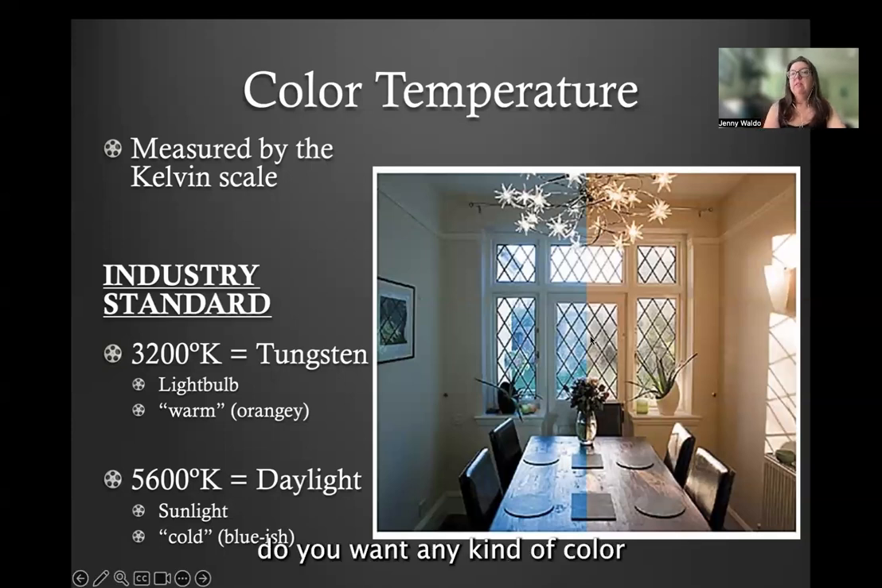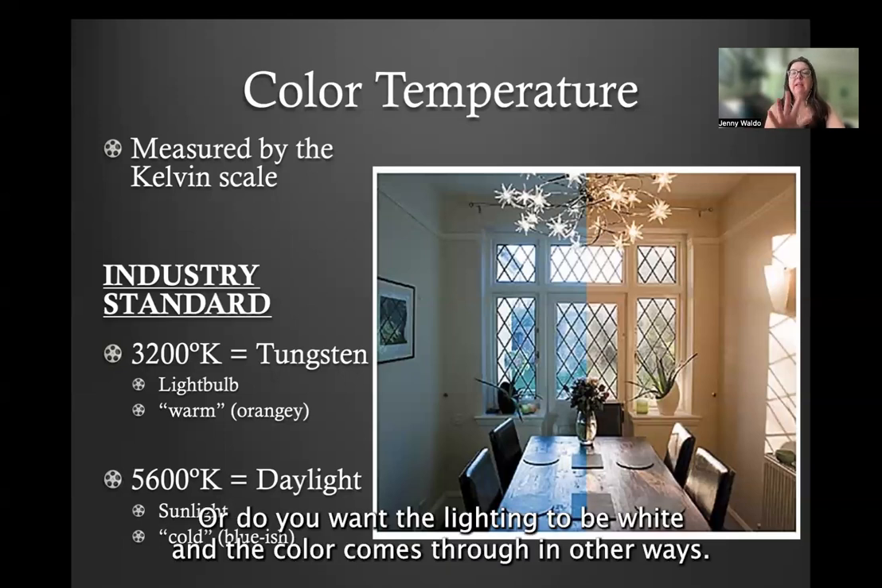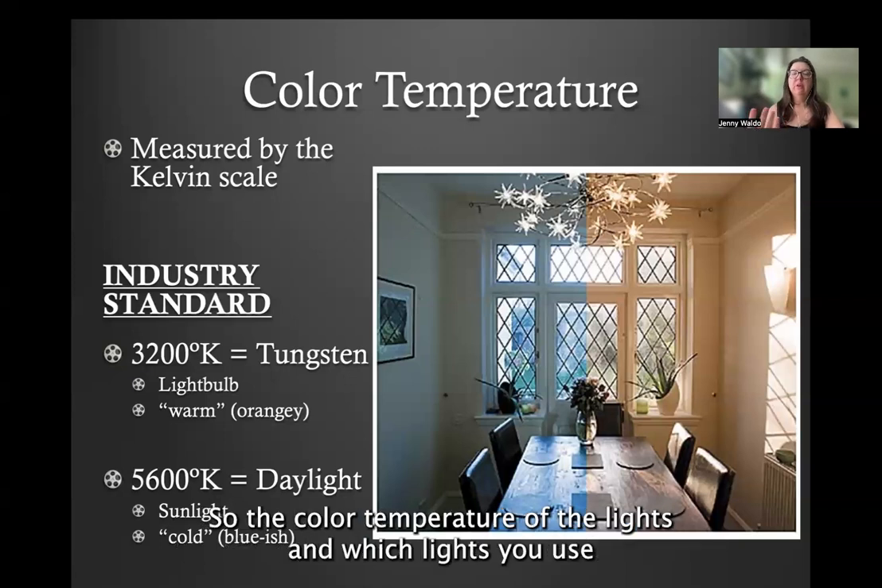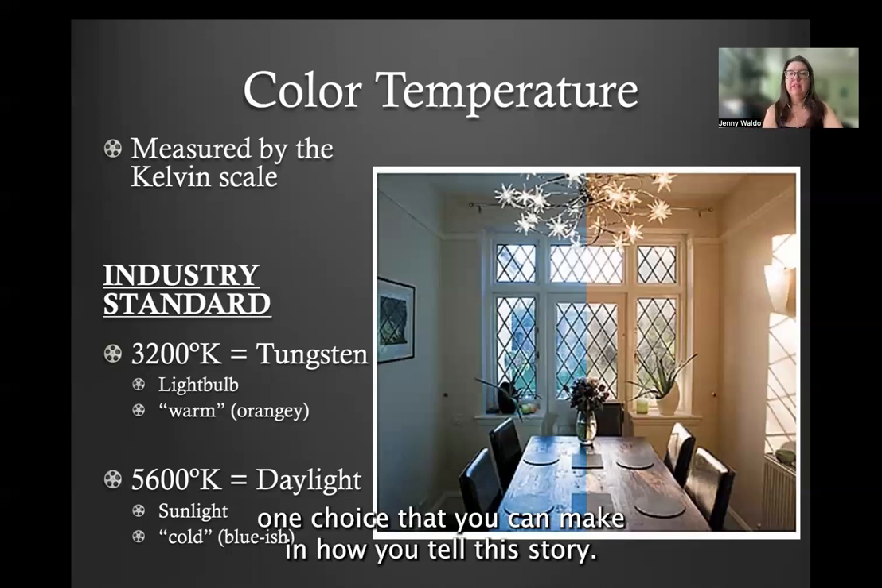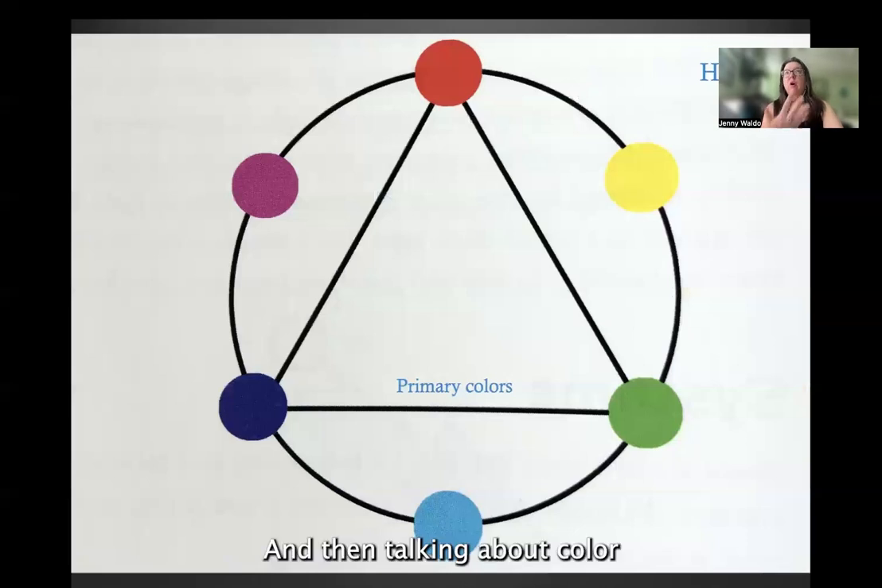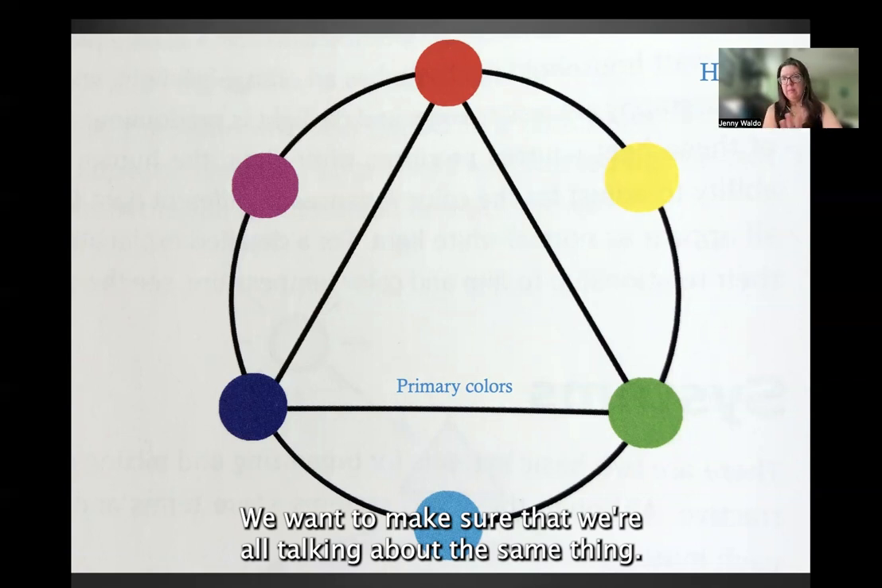So again, do you want any kind of color when it comes to the lighting of your film, or do you want the lighting to be white and the color comes through in other ways? So the color temperature of the lights, which lights you use, and how you correct for any differences or mixed color temperature is one choice that you can make in how you tell this story. And then talking about color and how it's going to connect with your story and characters, we want to make sure that we're all talking about the same thing.